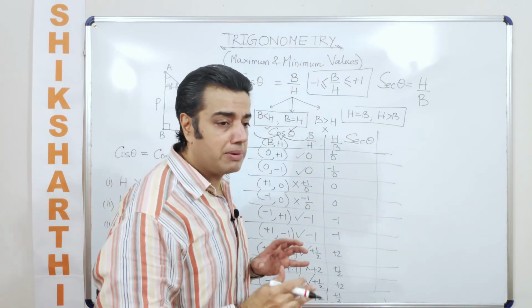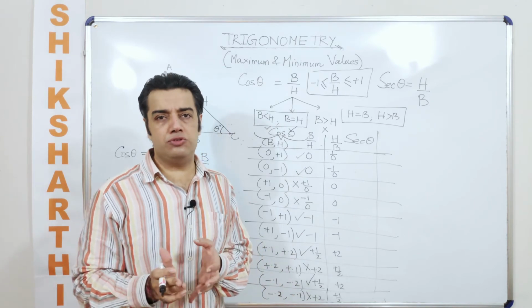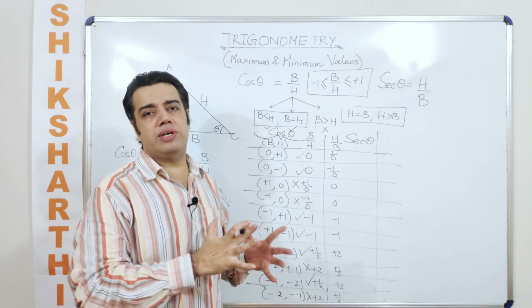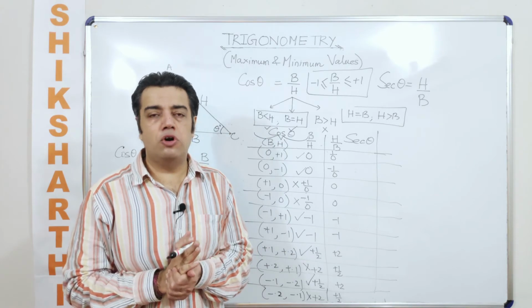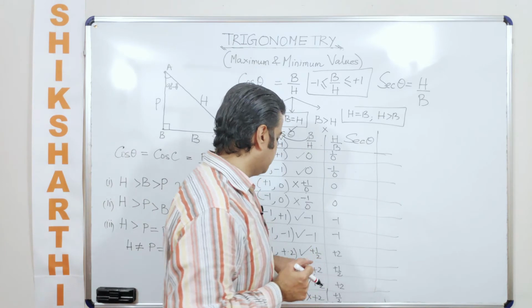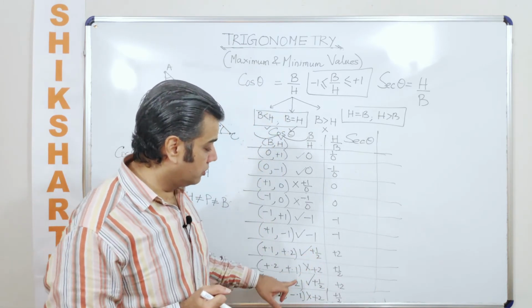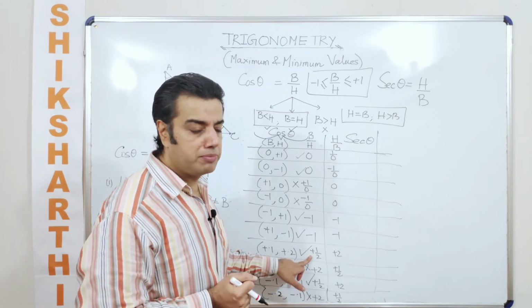That means b by h will take all values as proper fraction values only, other than minus 1 and plus 1, or in addition to minus 1 and plus 1. Now when I say proper fraction, you are getting a positive proper fraction also. You may get a negative proper fraction also.